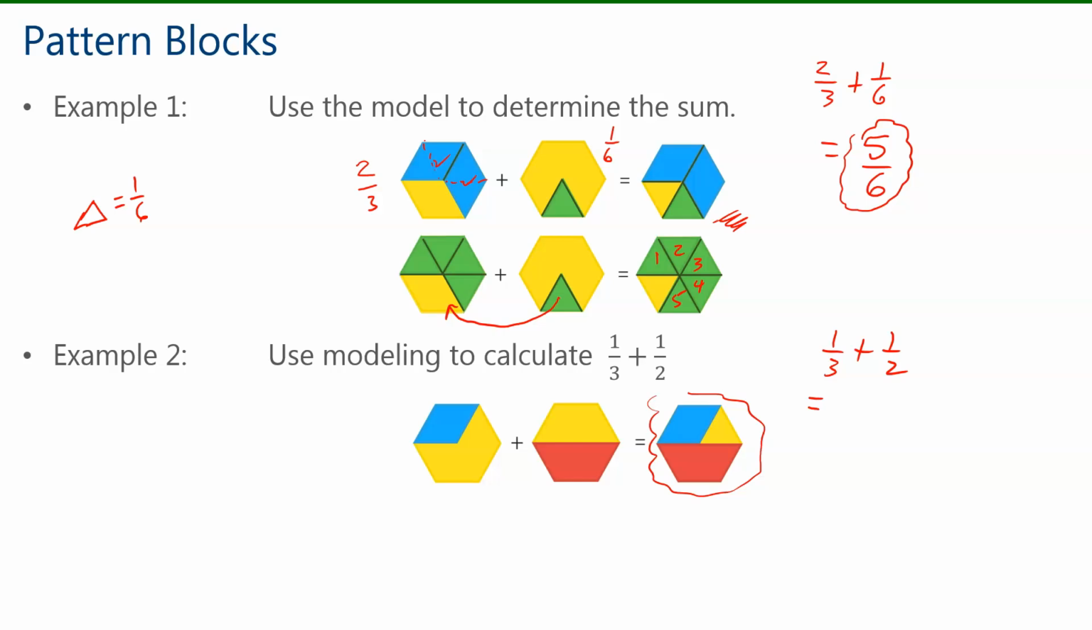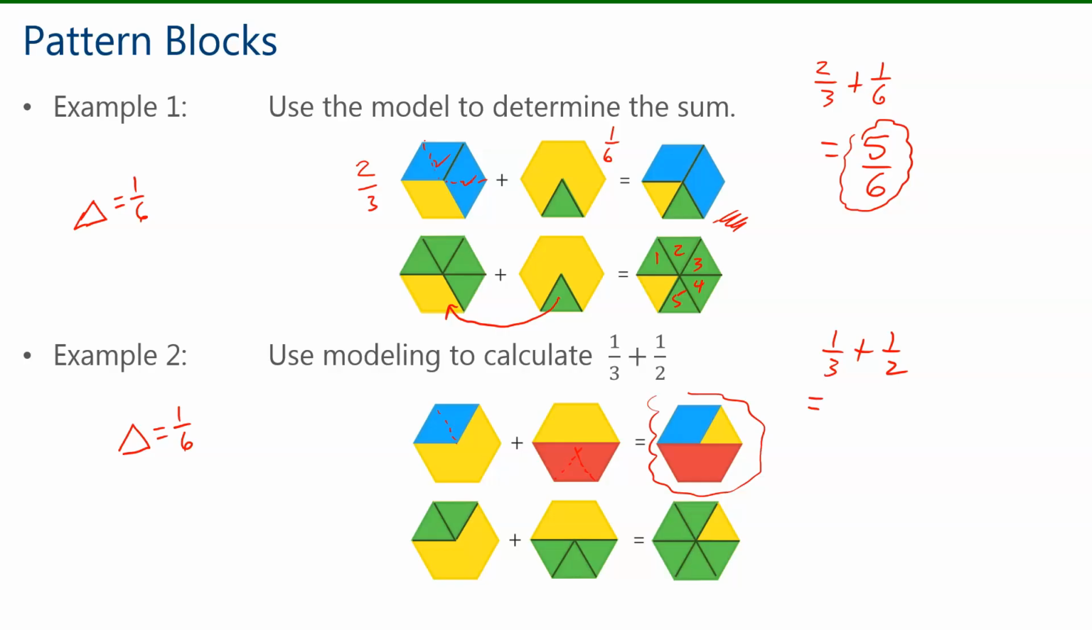So we're going to take the same type of approach that we did in the previous example. Let's break everything down into triangles. There we go. If I combine all the triangles into one whole, I will get 5 triangles in the whole, each triangle representing 1/6. So 1/3 plus 1/2, well, that too actually equals 5/6, which we know is in simplest form.